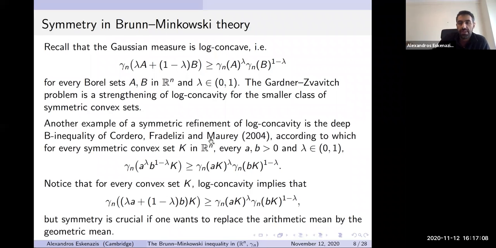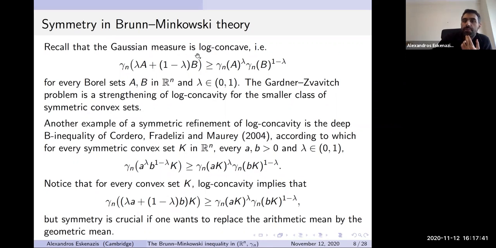It asserts the following: fix a symmetric convex set K, and take two numbers A and B, and look at the Gaussian measure of the geometric mean of A and B, A to the lambda, B to the 1 minus lambda, times K. So that's a scaling of K by the geometric mean of A and B. Then their theorem asserts that this is bounded below by the geometric mean of the measure of AK times the measure of BK, with the correct exponents, of course.